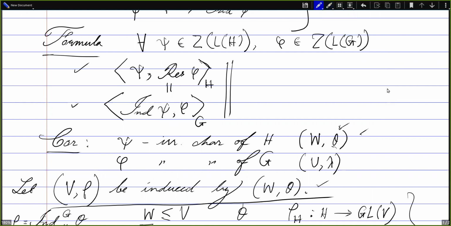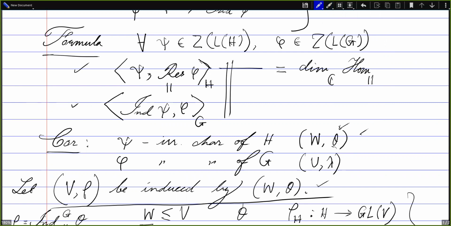So let's observe, in view of our last observation, what is this thing? This is nothing but the dimension of, first, the homomorphism.